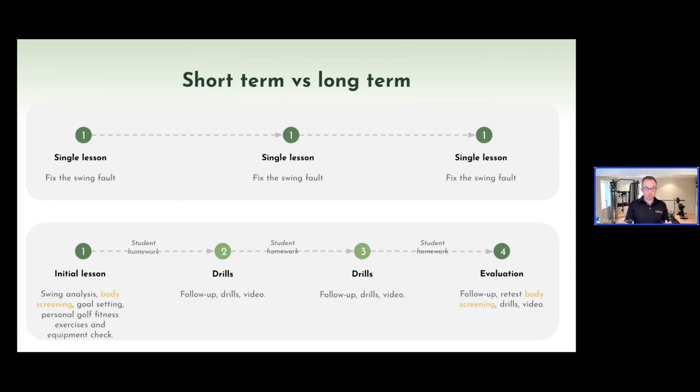And the body screening, you could do it with Kinexit, or you might be using other types of tools. You're, of course, checking what type of goals they have. The golf fitness program gets done automatically. And then you'll be checking their equipment. Now, Kinexit will provide the homework in between the sessions, and how you set up your own drills and sessions is really up to you. But in between is a great way where players can improve their technique and their fitness.